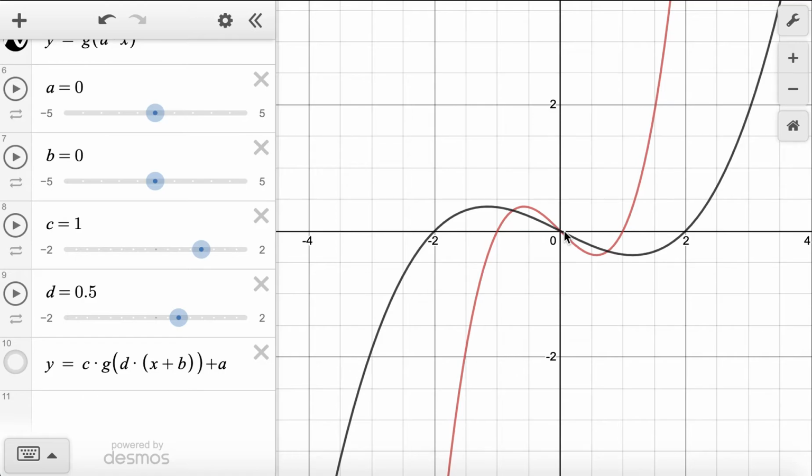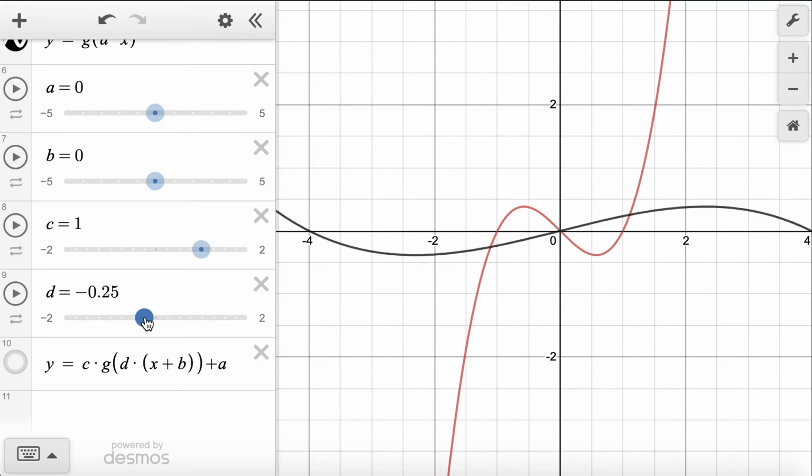Notice it's not a vertical stretch. The maximum points here are still in the same place. The minimum points are still in the same place. But the zeros of the function have spread out. It used to have x-intercepts at -1, 0, and 1. Now it has x-intercepts at -2, 0, and 2. So we've stretched it out in the x direction.